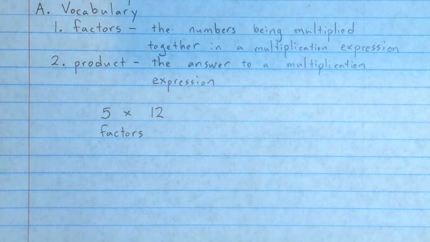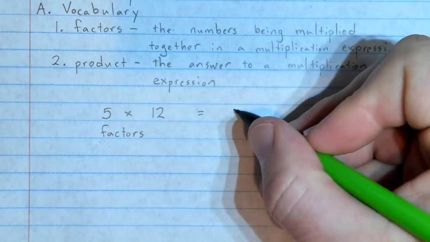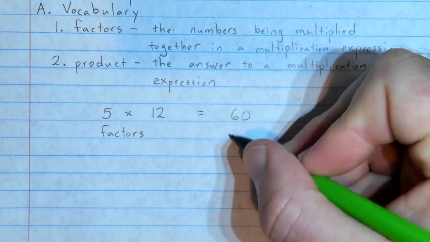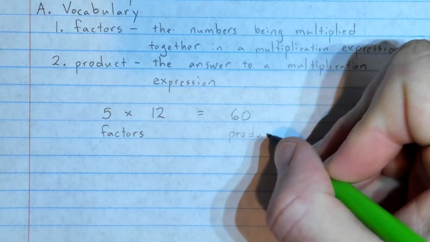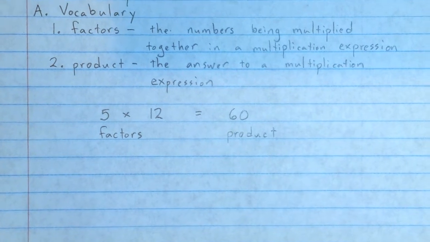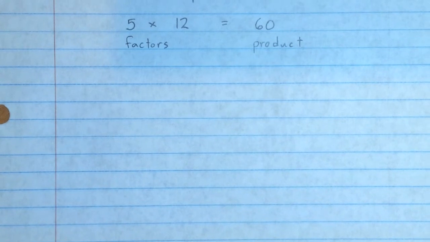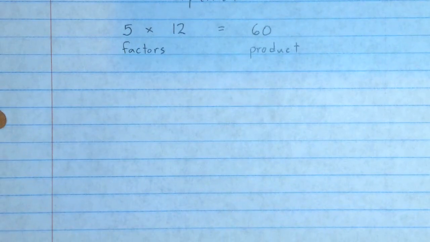Okay. 5 times 12 are the factors. Multiplied together, they equal 60, which is our product. That's our product. Okay, great. So there's our vocabulary. We spent a solid 3 minutes going over stuff we already know, Mr. Landre. Let's get to it. What are we going to do with these things?